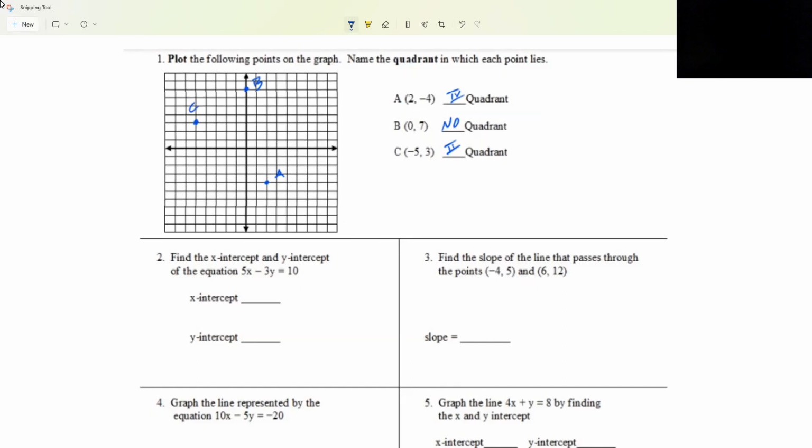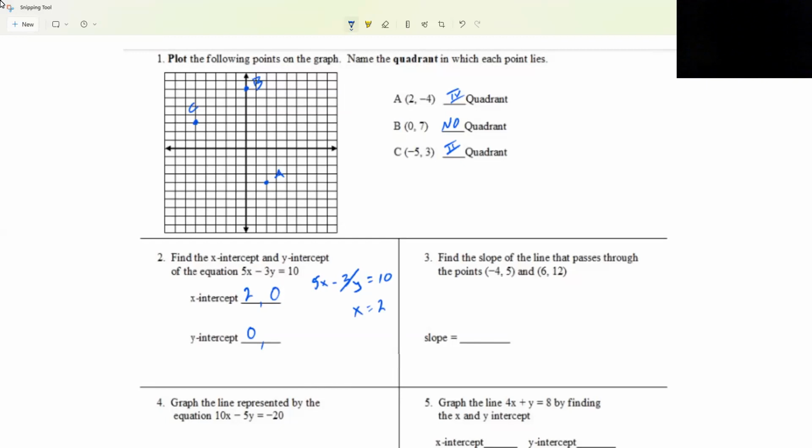Okay. Finding the intercepts. Basically, all you need to do is for the x-intercept, remember 0 is the y coordinate. For the y-intercept, x is 0. So you plug it in and solve for whatever variable you got. Okay. So we're going to plug in 0 for y. And when you do that, basically the 3y just goes away. Then you divide both sides by 5 and you get x is equal to 2.